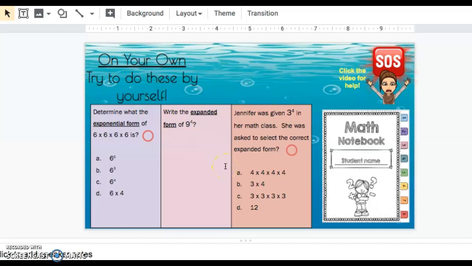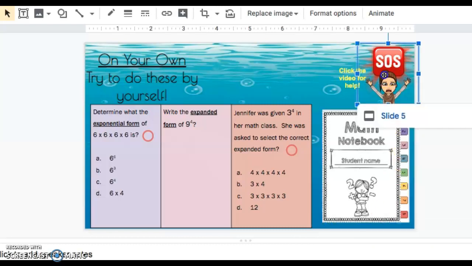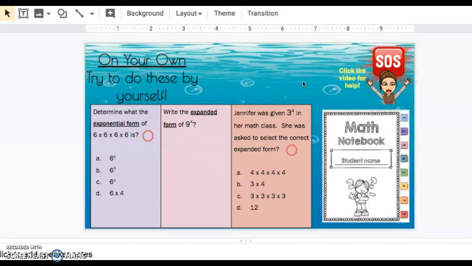Now, if you come across a problem where you don't know something or you forgot, if you click on your math notebook and then you click the link that is listed below, that's going to take you to your math notebook where you have your charts and information on how to solve for exponents. If you click on my little SOS Bitmoji and you click on slide 5, that is going to take you to the slide where I talked about what expanded form is, what exponential form is, what an exponent is, so you can go there for assistance of yourself.